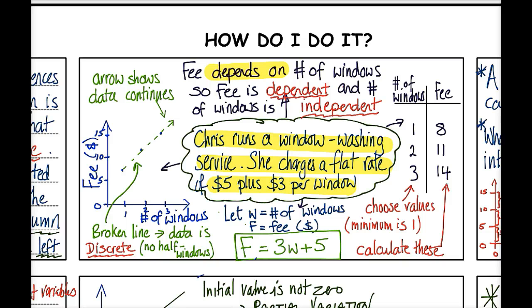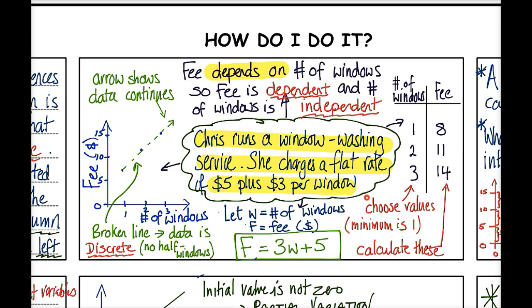If we were going to create a table of values from this statement, it would look like this. We've got the number of windows, the independent variable, in the first column, and the fee in the second column. Notice I don't have a zero here, because if you didn't have any windows, you wouldn't use this service, so it doesn't make sense to include a zero amount. It would be very unusual to have a house with one window, but the least possible number of windows would be 1, 2, 3, and so on.